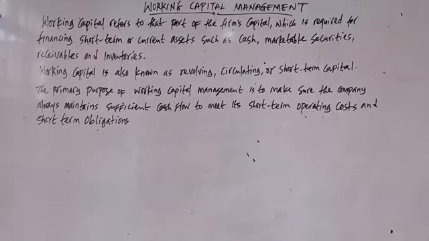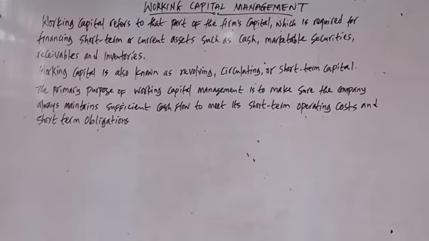So that portion of the firm's total capital which is used to finance short-term or current assets is what we call working capital. So working capital is also known as revolving, circulating, or short-term capital. Because this is the portion of the total capital of the company that we turn around all the time, that we use in the daily operation of the company.